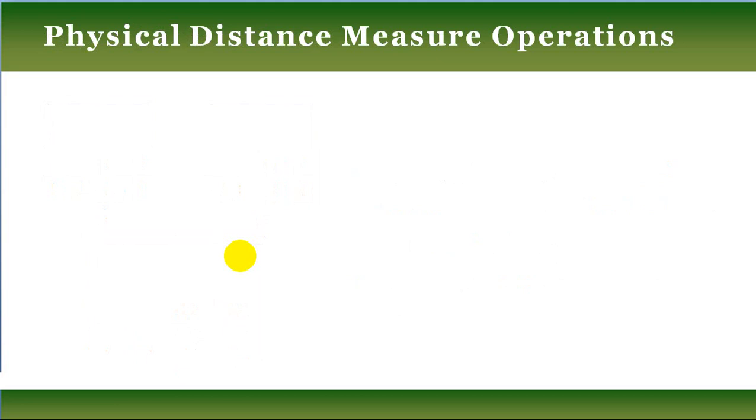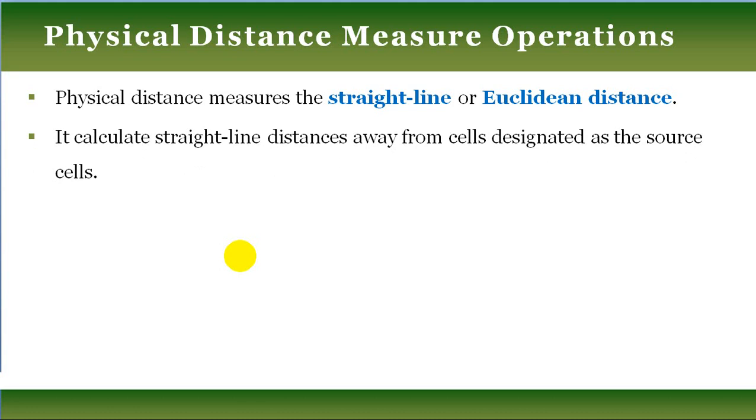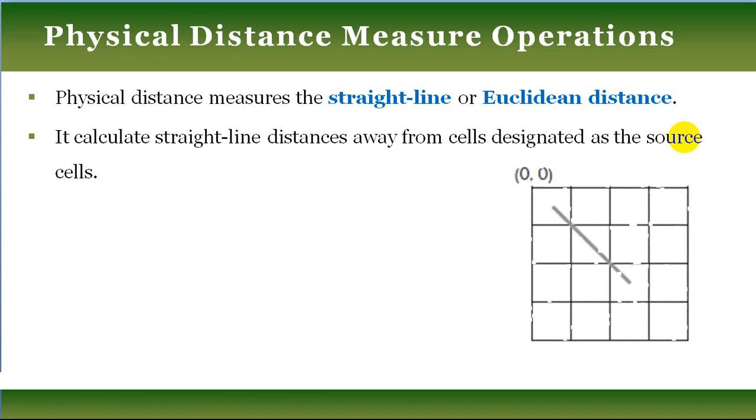Then we will consider the physical distance measure operations, where we will measure the distance. In this case, you will see physical distance measures the straight line or Euclidean distance, as it is called. It calculates straight line distances away from cells designated as source cells. Whenever we perform a physical distance measure operation on a raster, there should be some source cell or cells. Based on this, we will perform straight line or Euclidean distance measurement.